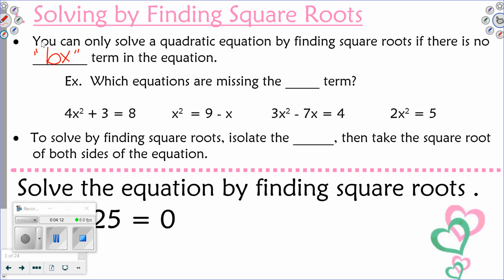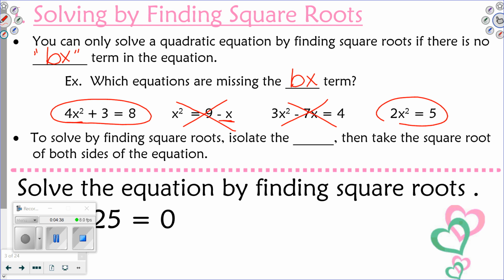All right, so which equations are missing the bx term? So I got 4 equations there. Which ones are missing the bx? Is the first one? Yeah. Right, it's got the ax squared, and then the c part. All right, is this one missing it? No, it's right there. So that one's not missing it. This one? No. This one? Yeah. So if it's missing the bx term, I can use the square root method. There's an x right there.